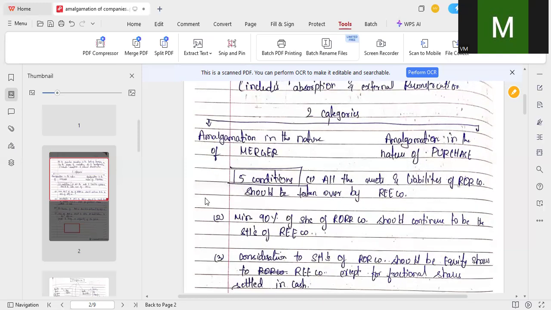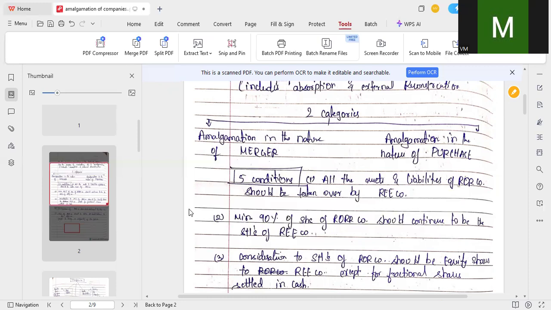Moving on, there are two categories of amalgamation: amalgamation in the nature of merger and amalgamation in the nature of purchase. To become amalgamation in the nature of merger, the entity needs to satisfy five conditions. These five conditions must mandatorily be satisfied, or else, if any one of the conditions is not satisfied, it will become amalgamation in the nature of purchase. Let us look into the five conditions.